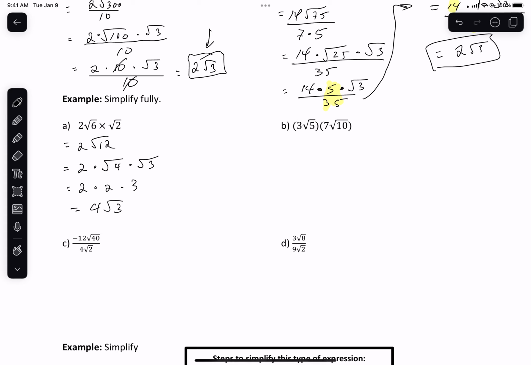Okay? Times root 3, yeah. Oh, sorry, babe. You're right. I thought you were criticizing my lack of use of a dot in the bottom line. I was like, oh.